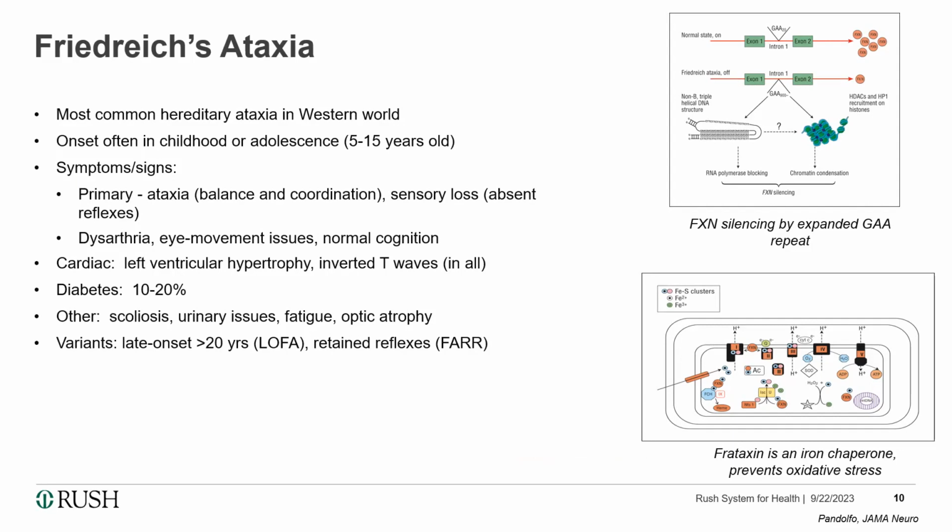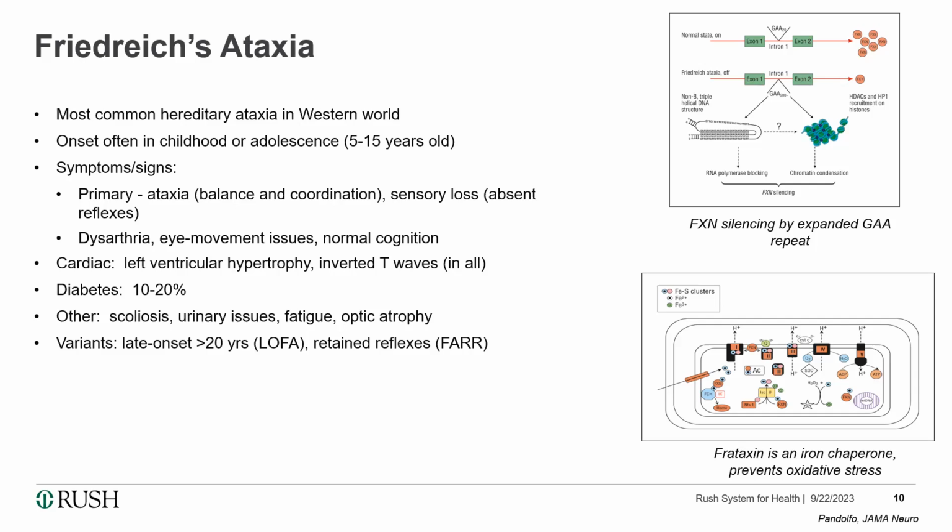So this is probably the most important ataxia to diagnose right now because there's a new treatment for this disorder. So let's talk about Friedreich's ataxia. Friedreich's ataxia is caused by silencing of the frataxin gene by an expanded GAA repeat. And you can see a little illustration of this over on the upper right-hand side of the slide.